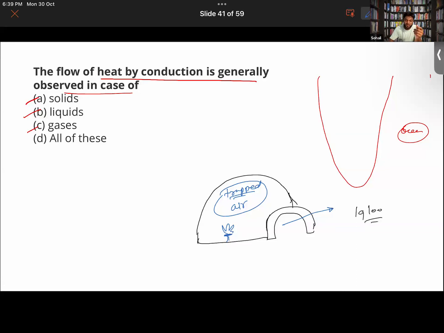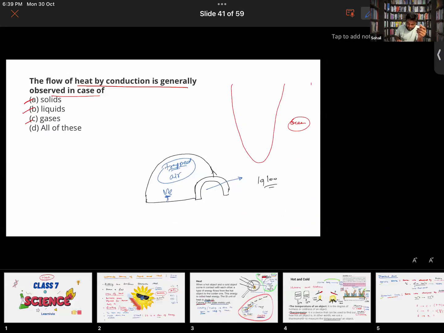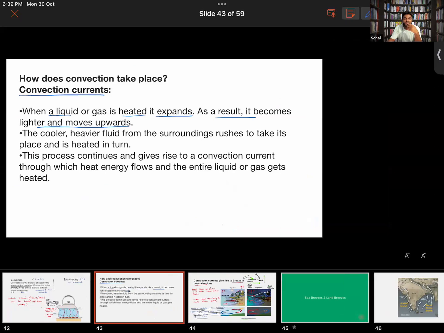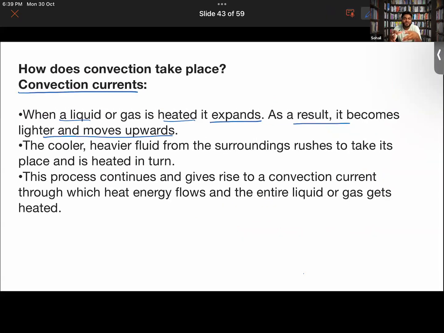Now, we did talk about convection. In the case of convection, we saw that it is the process by which heat is transferred in liquids and gases by actual movement of the molecules. This convection can only take place in liquids and in gases, but not in a solid medium. Have you ever thought of why?